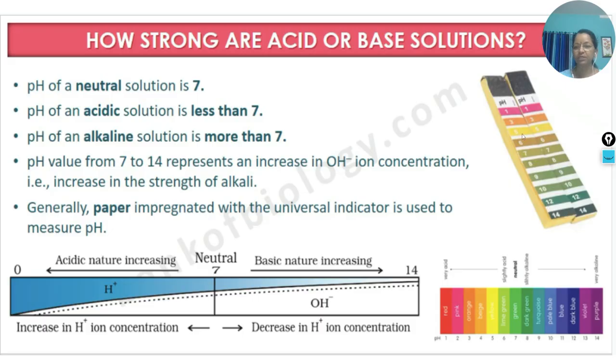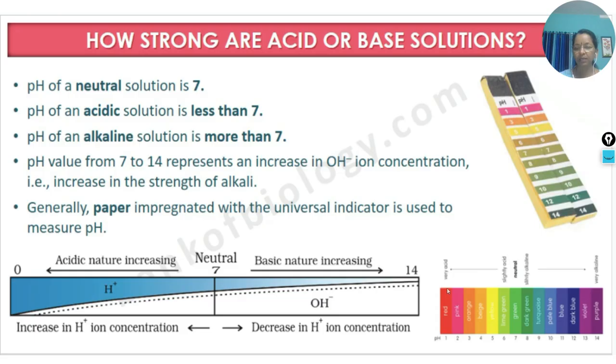What we have to do is take a strip, dip it into the solution for which we want to find the pH, then compare the color with the scale given outside. Whichever color matches, for example if it matches this yellow color, then the pH of that substance will be 5. If it matches this dark red, then the pH of the solution will be 1 or 0. So this is the exact color it shows here.